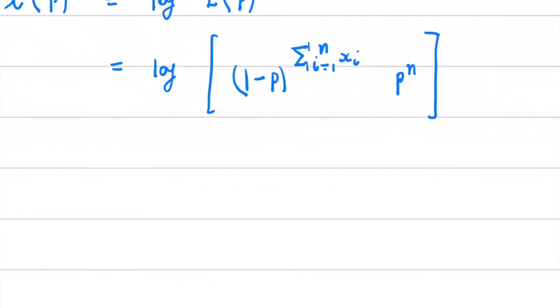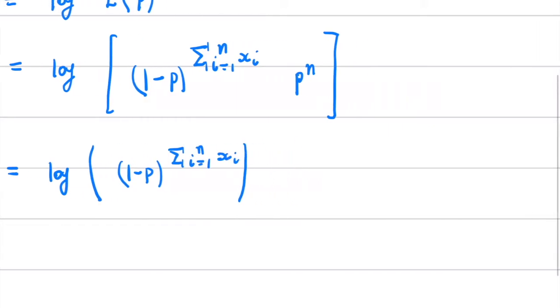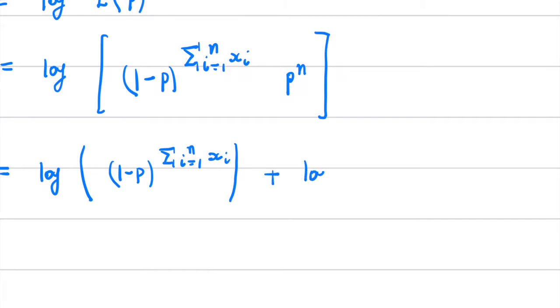Now, we're going to focus on our logarithmic laws here. Remember, a log of a product, so here we have a product of this expression times this expression, is a sum of logs. So the first step in simplification becomes log of (1 minus p) to the power of the sum from i equals 1 to n of xi, and we can then write plus log p to the power of n here.